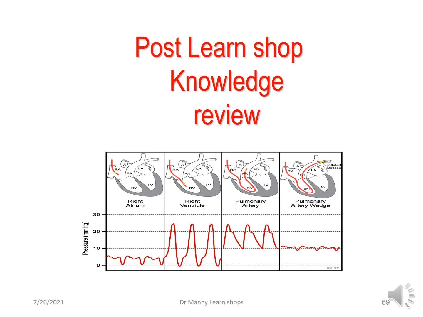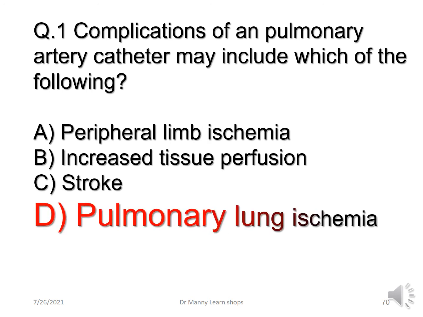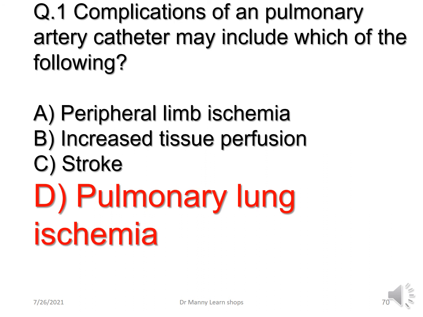So now let's review your knowledge. Question 1. Complications of a pulmonary artery catheter may include which of the following? Peripheral limb ischemia, increased tissue perfusion, a stroke, pulmonary lung ischemia. The correct answer is pulmonary lung ischemia and potential infarction.